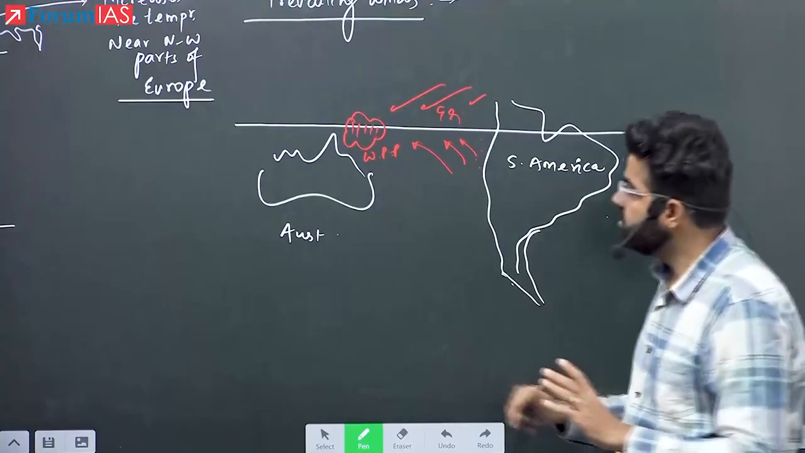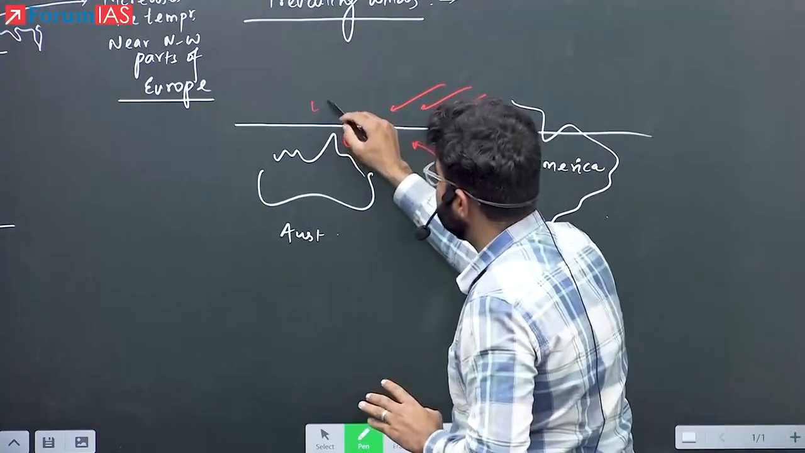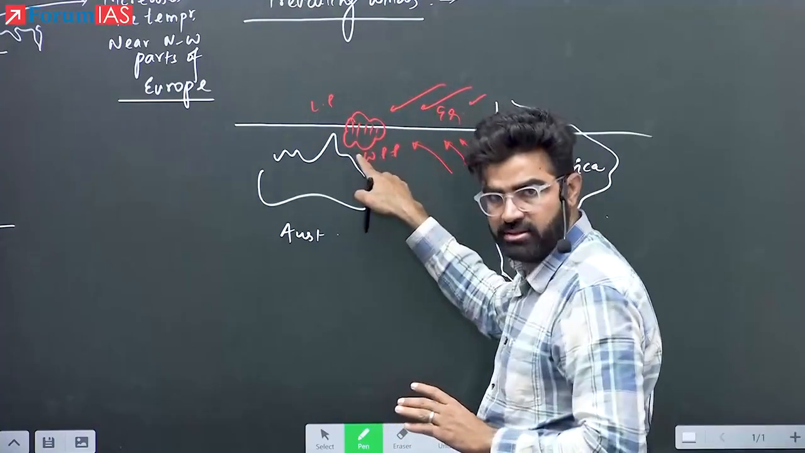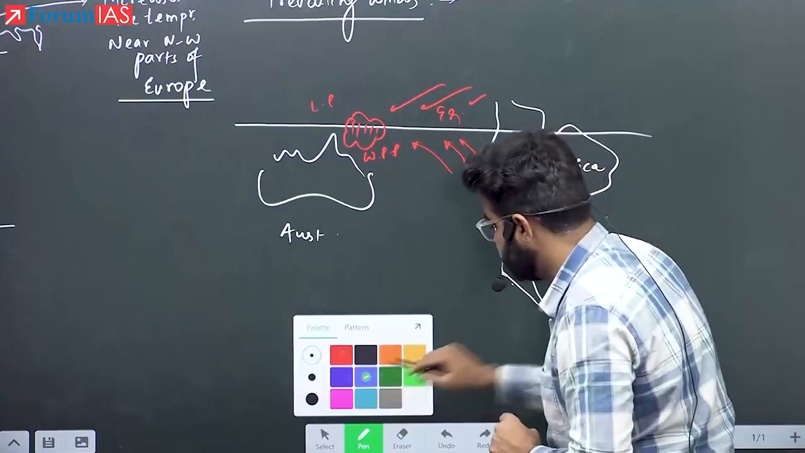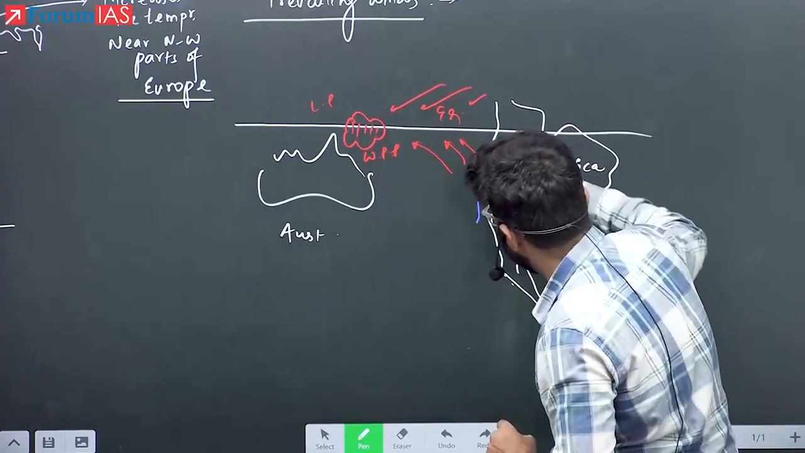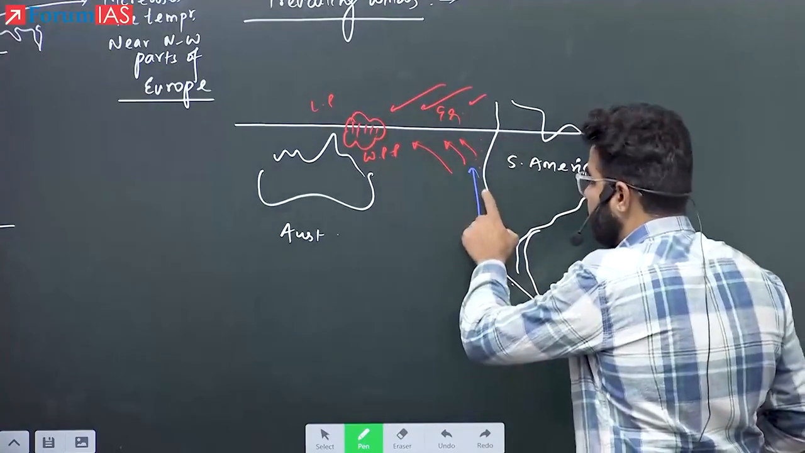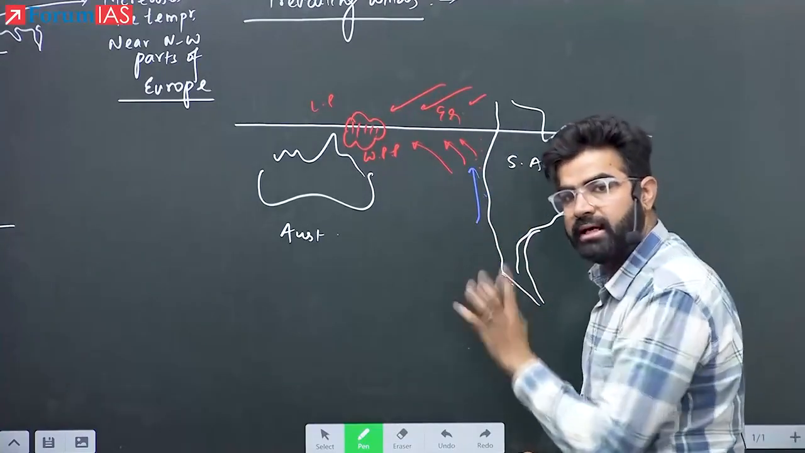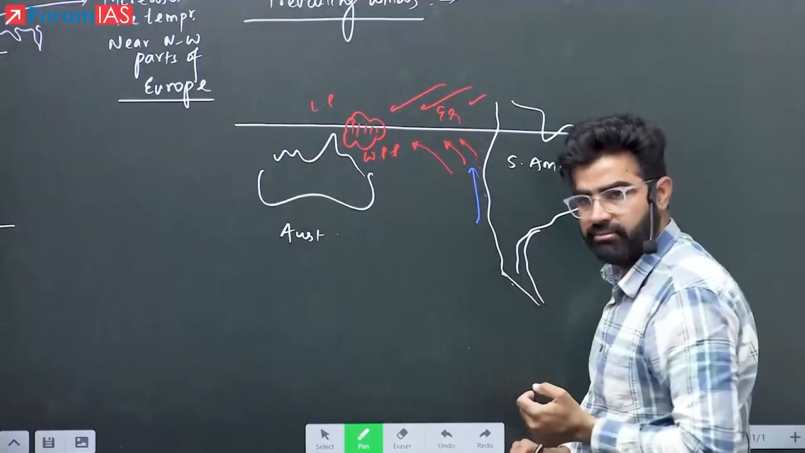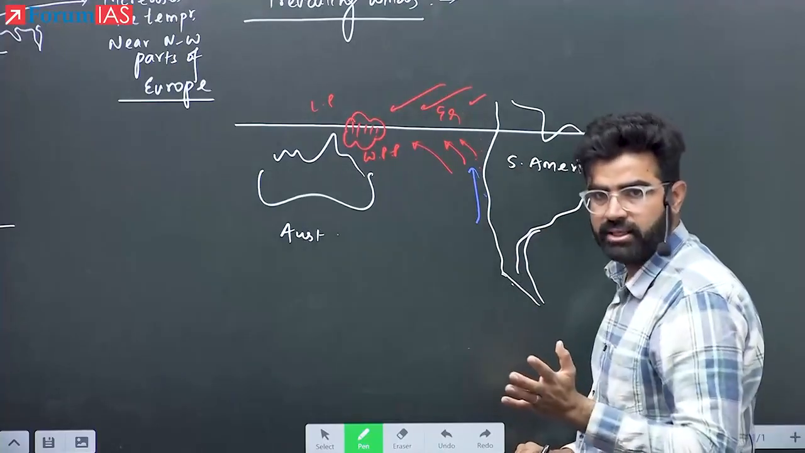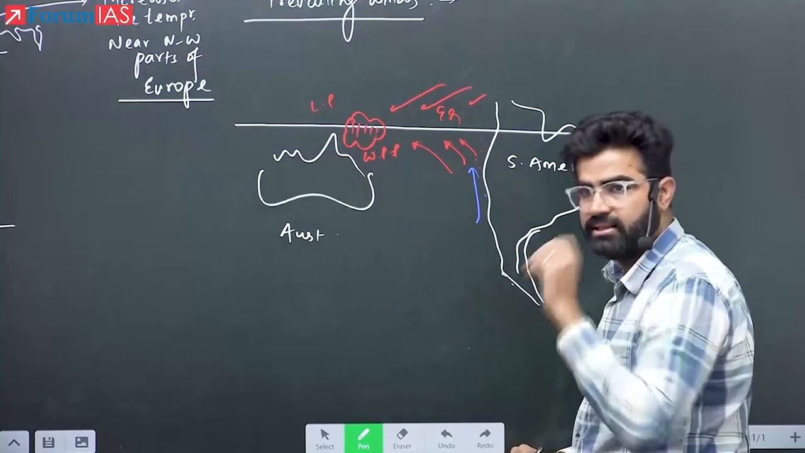So can I say Australia will have low pressure conditions because of this high temperature? Yes or no? Yes. And because the surface water is removed here, what would happen here? The cold current will upwell here. The cold bottom water will come to the surface, right? I discussed this in case of the trade winds. Just go and check the diagram.